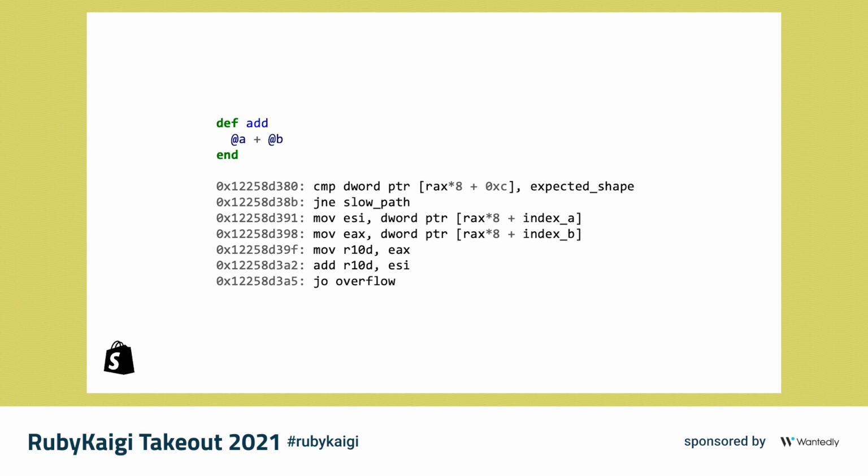So when we checked this shape, we also checked the types, and that one check covered both variables at the same time. So now we're getting code that looks more like it came out of a C compiler than that it came out of a Ruby compiler.